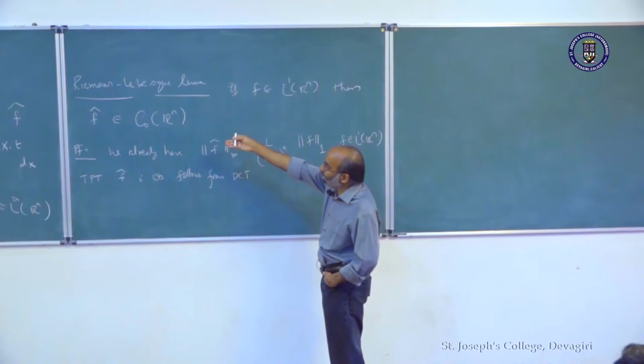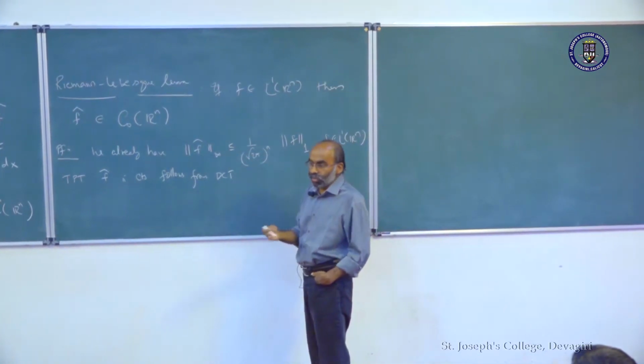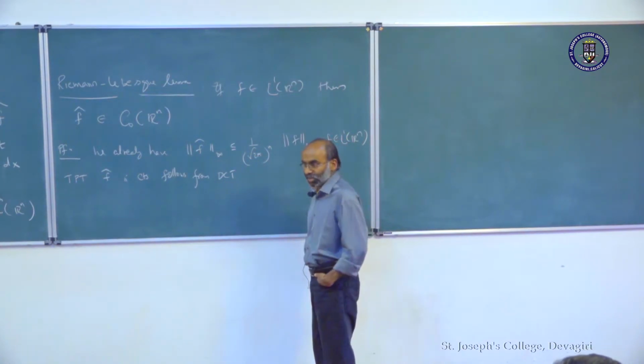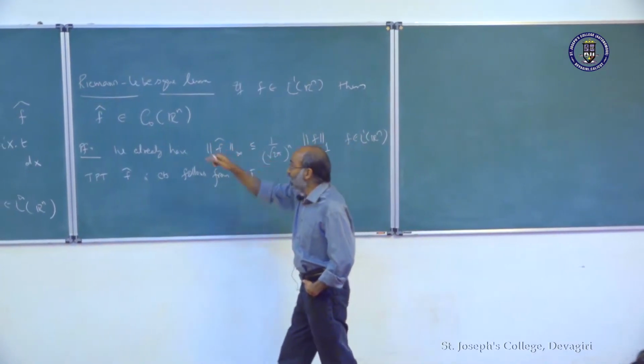Since it vanishes at infinity, it will be uniformly continuous. Any continuous function vanishing at infinity is uniformly continuous. If you haven't seen that, that's a simple exercise. So let's prove that it is actually vanishing at infinity.